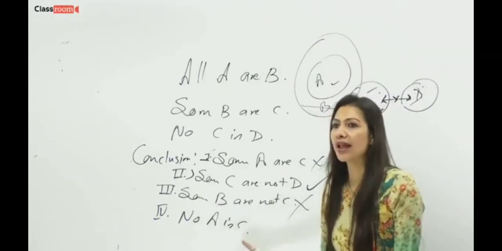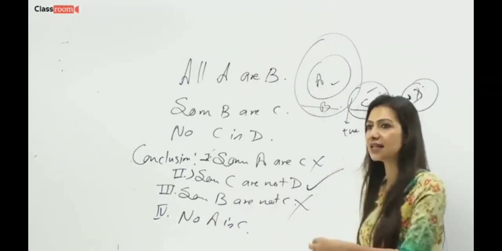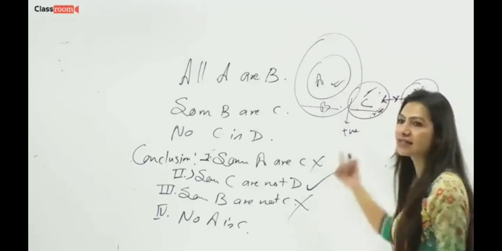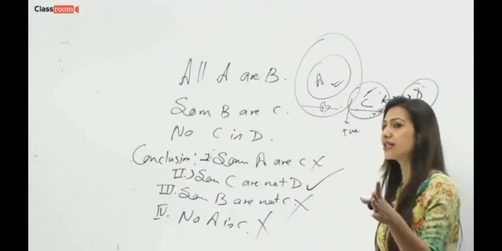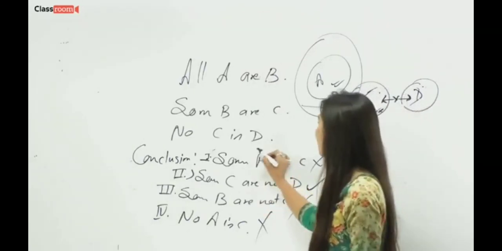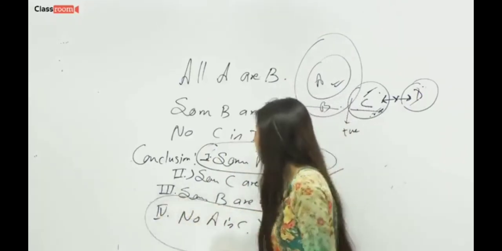Fourth is no A, C. For this no, we want a complete cross between A and C. But you notice that A and C are written separately, behaving like stranger circles. So this is again wrong. But have you noticed that you have earlier already checked the things about A and C in the first part? Again, you are checking the things in the fourth part.